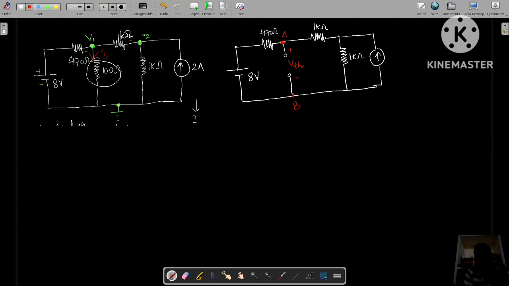In order to do that, first I need to apply either mesh analysis or nodal analysis. Here I think applying mesh analysis is much easier compared to nodal analysis.